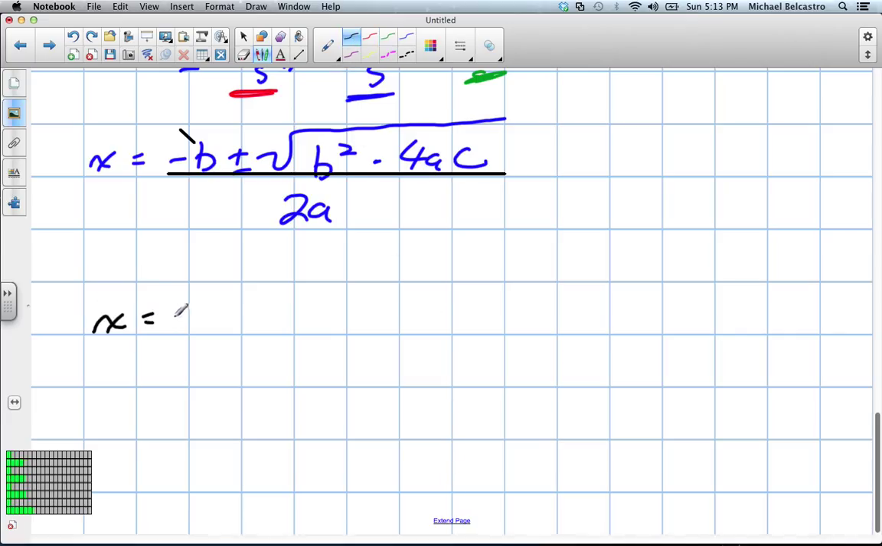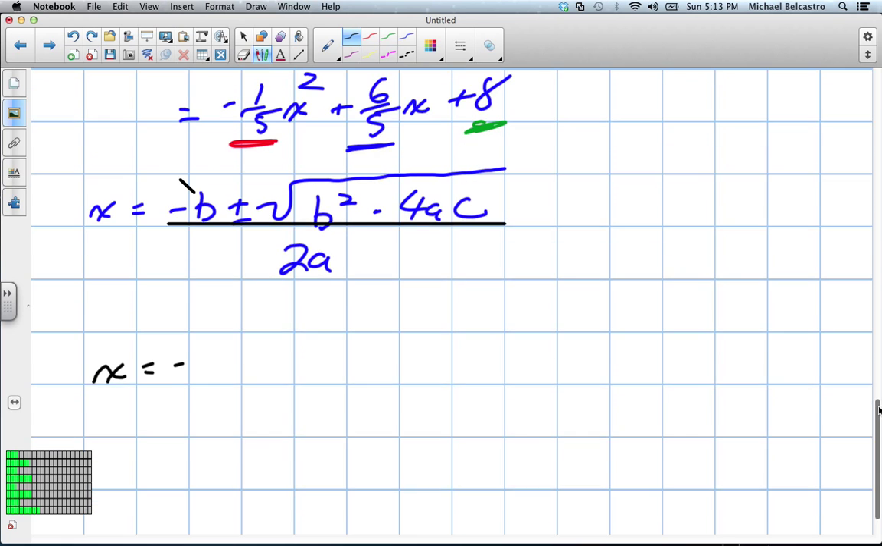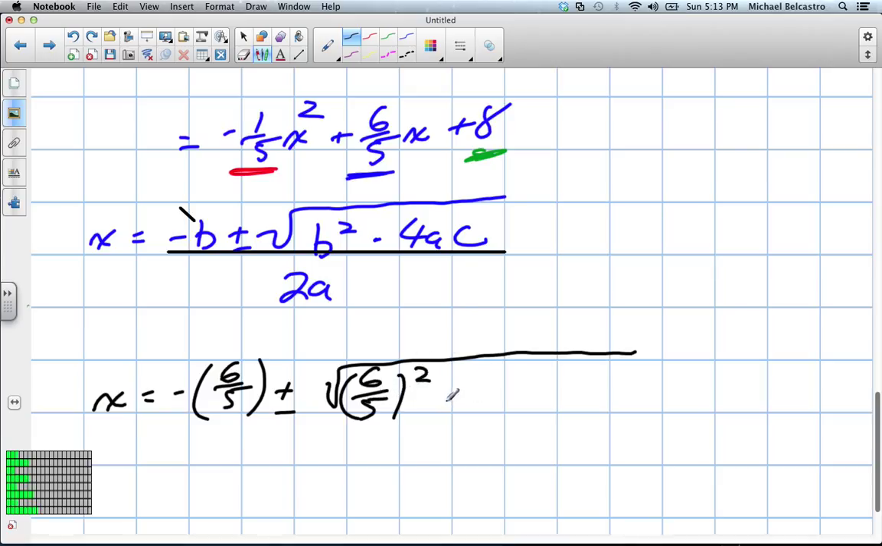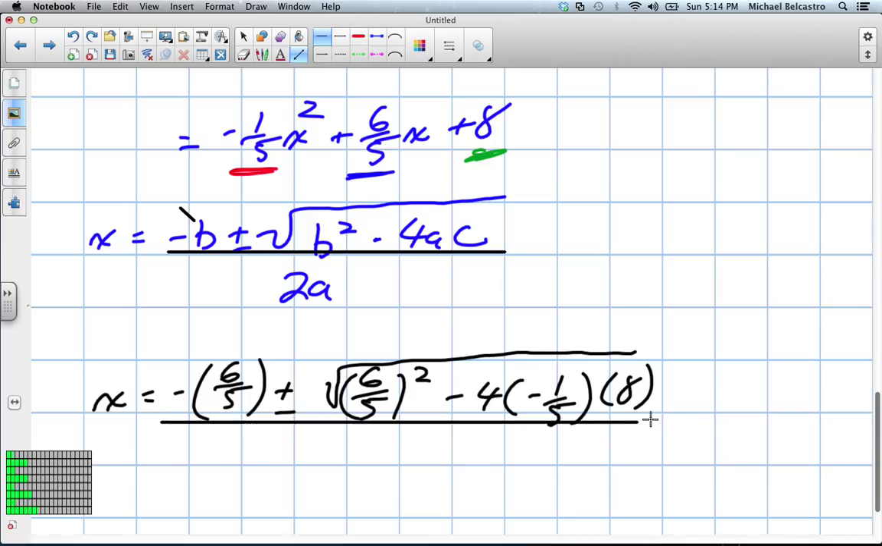We'll go back to black here. Our b was positive 6 over 5. So we get negative 6 over 5 plus or minus the root of b squared, so that's 6 over 5 squared. Okay. Minus 4 times a, which is negative 1/5, times c, which is 8. Are these making sense so far? Yeah. We're just plugging values in right now. And then 2 times a again is negative 1 over 5.